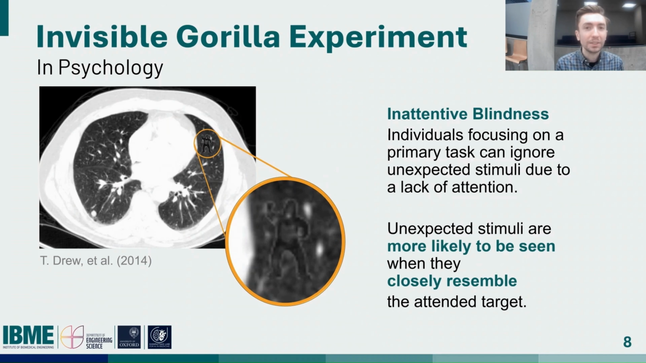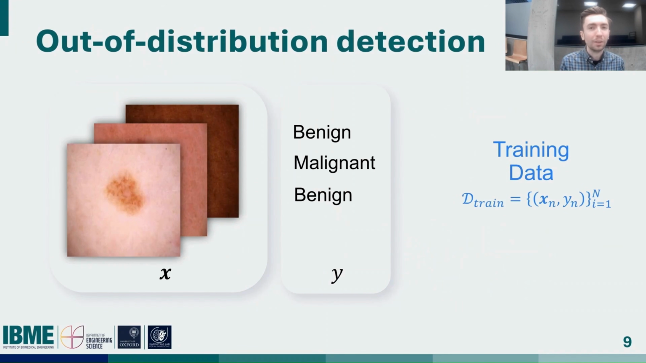There have been many subsequent studies. For example, they added the gorilla to radiography images, and experienced radiographers weren't able to spot them. So you're probably wondering, what has this got to do with computer vision? Well, the focus of today's talk is on outer distribution detection.